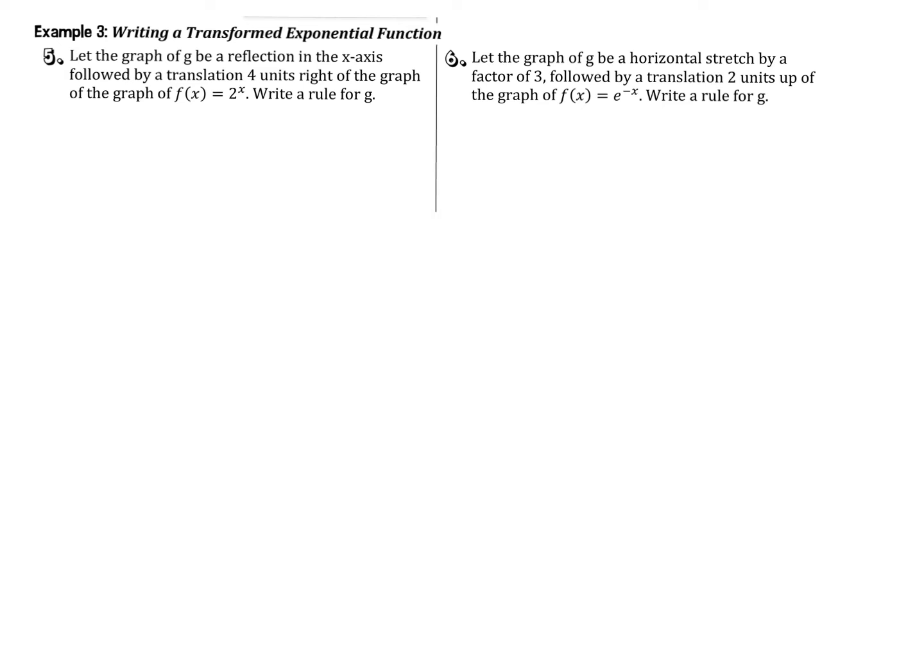So let the graph of f be a reflection in the x-axis. What does that mean? It means we're going to take the opposite of our function, a reflection in the x-axis, followed by a translation 4 right. Well, the reflection in the x-axis doesn't affect the 4 right, so I can just put x minus 4 inside of the graph f of x equals 2 to the power of x. So our transformations were out of order, but it didn't matter because one of them affects the vertical components, and one of them affects the horizontal components.